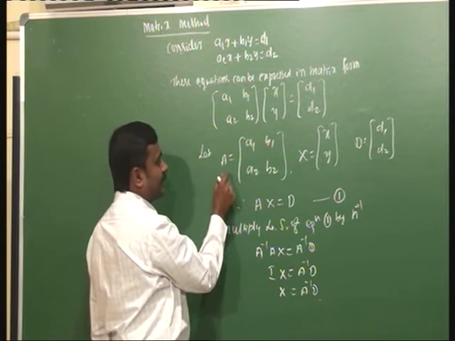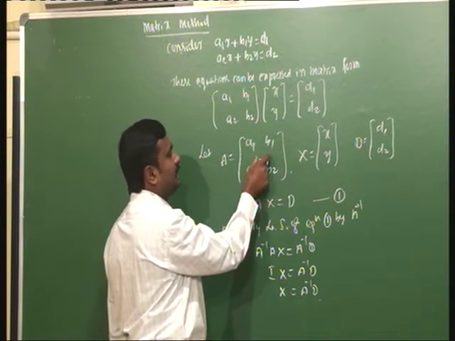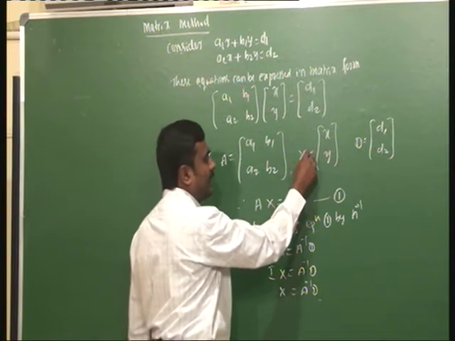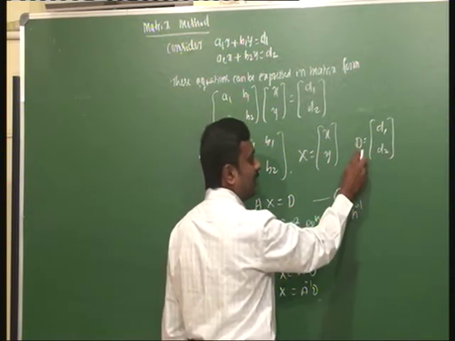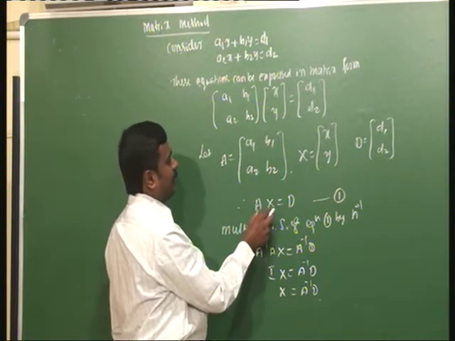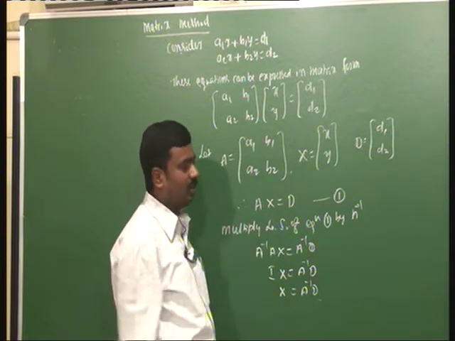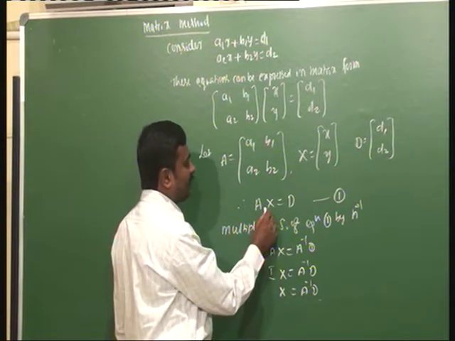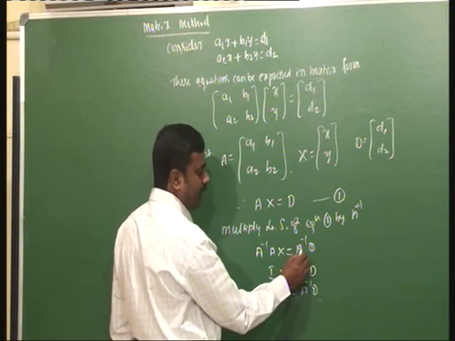Now let capital A, matrix A, be the matrix formed by the coefficients of x and y, and capital X be the unknown quantities x and y. Capital D, that is matrix D, is the constants in the two equations. These can be expressed as matrix A into matrix X is equal to matrix D, call that equation 1. Multiply the left side of this equation by A inverse, so that A inverse into A into X is equal to A inverse into D.